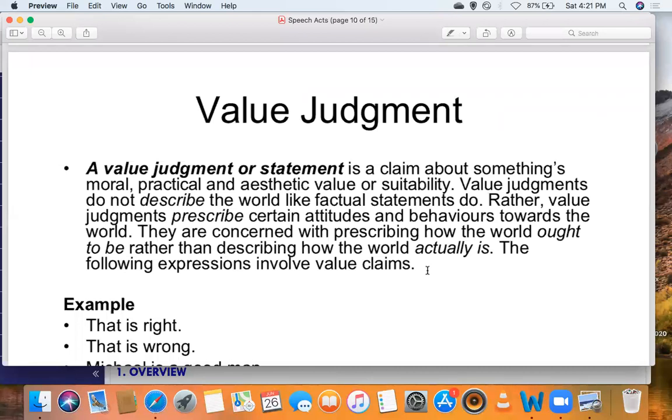So factual statements describe the world as it is. They tell you how things are. But value judgments prescribe how the world should be. Value judgments say something about how things should be done, how the world should be, how the world should not be, what should be done, what should not be done, how things should be, how things should not be, what ought to be, what ought not to be. So all those things are values. They are values of what people regard as right and wrong, good and bad, beautiful and ugly, all those. So all those things are what we call values.